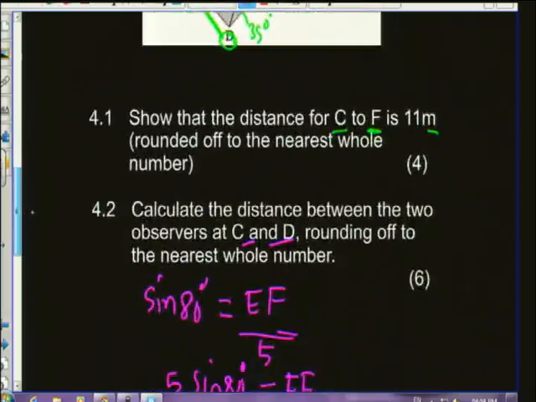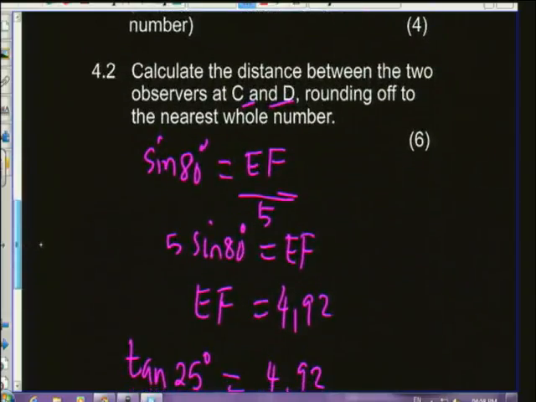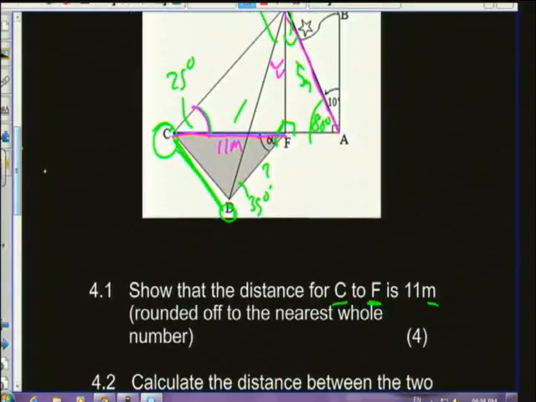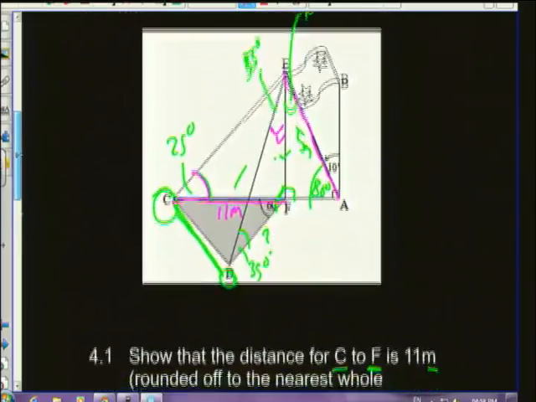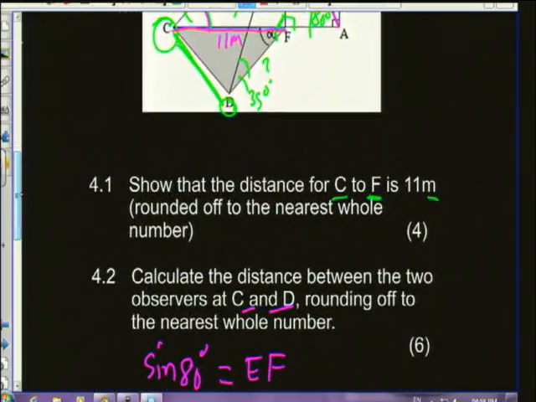EF, let's see, EF is 4.92, right? So we have this, and do we have the angle? Yes, we've got 35, and then we're looking for this, and the angle at the top is 55. So we're looking for one unknown there.